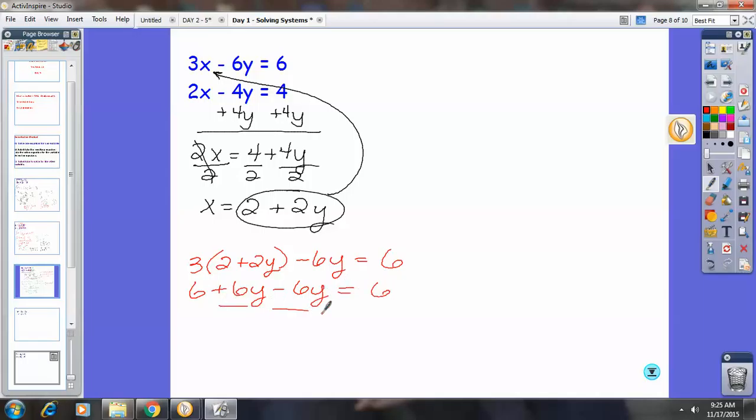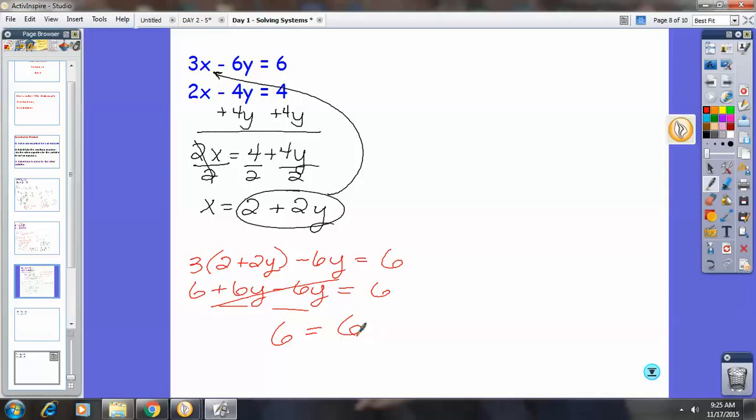The 6y's do cancel. So you're left with 6 equals 6. We haven't made a mistake. This is what's going to happen in our equations. The variables are going to cancel out. We're left with a true statement, 6 does equal 6.